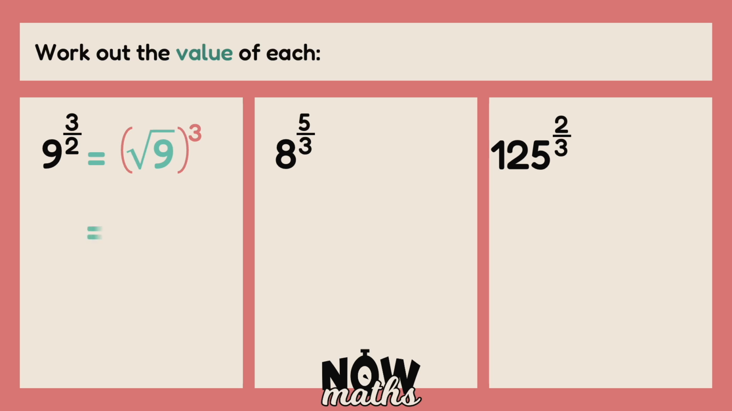So the square root of 9 is 3, and then we cube 3, and 3 cubed is 27, since 3 multiplied by 3 multiplied by 3 is 27, and this is our final answer.